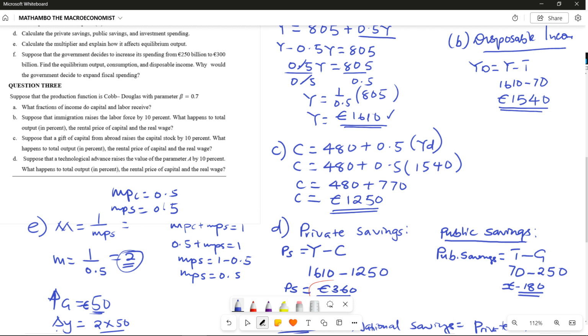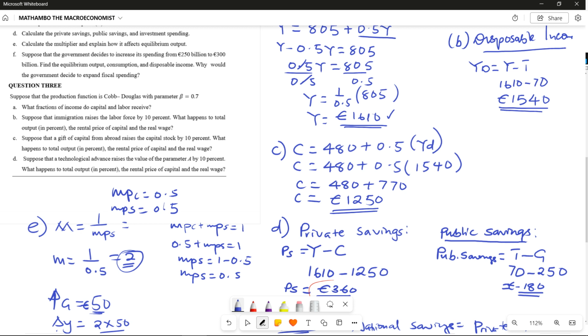Find the equilibrium output, find consumption, and also disposable income. Then, why would the government decide to expand fiscal spending? Let me start with the last part. We know this is expansionary fiscal policy because there's an increase in government expenditure from 250 to 300, which means there's expansionary fiscal policy.